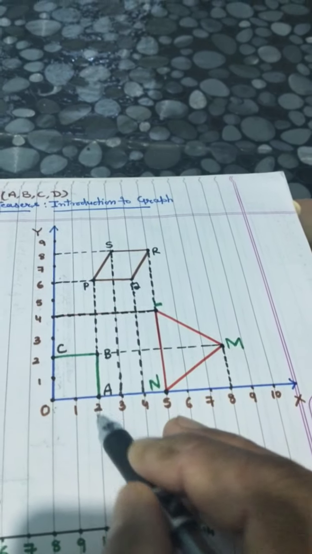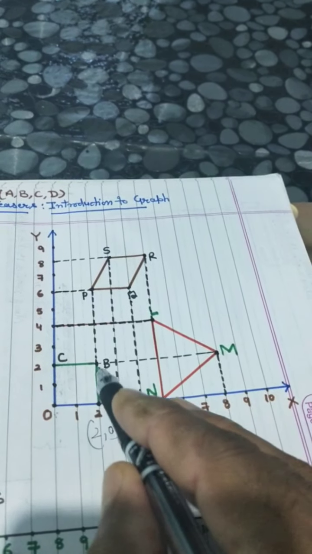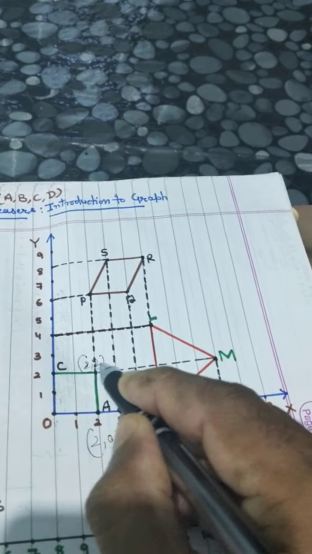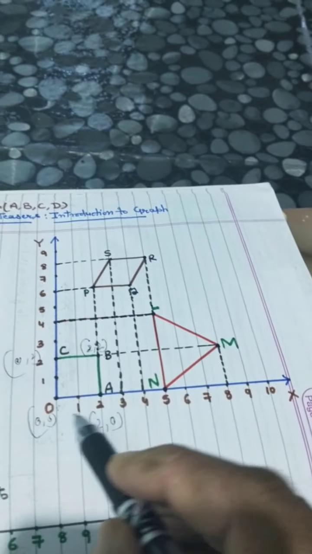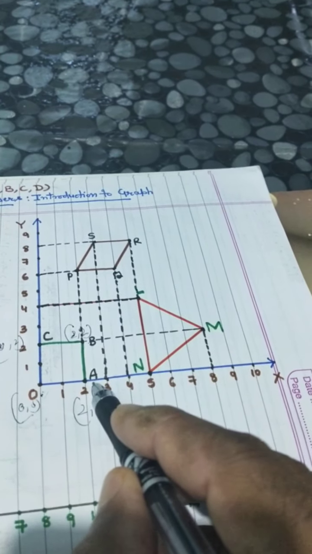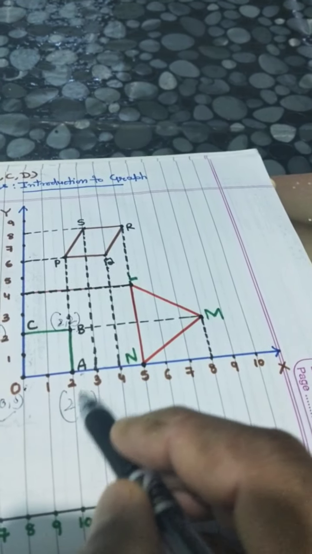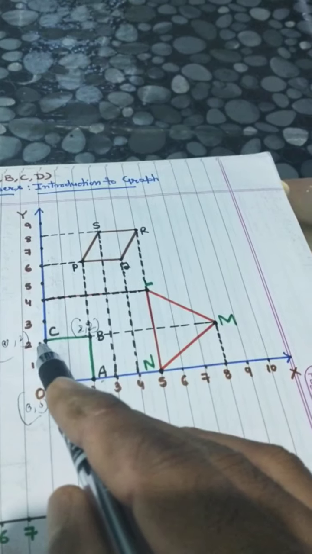What is OA? (2, 0). B is (2, 2). And origin is (0, 0). And this is your point C: x is 0 and y is 2. These are the coordinates of O, A, B, C. The coordinates of O are (0, 0). A: x coordinate is 2, y is 0. B: both x and y coordinates are 2, 2. And C: 0 and 2.